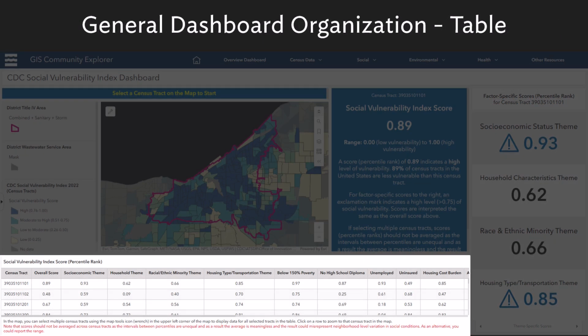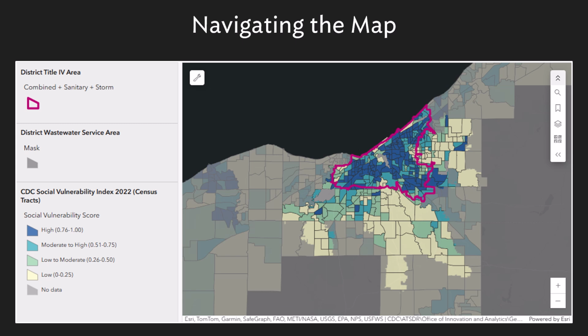When appropriate, some dashboards include a data table. This is helpful if you want to quickly see and compare data across different geographic areas. Let's go back to the map. There are two default layers turned on in all maps: the wastewater boundary, represented by the area not shaded in gray, and the combined sanitary and storm sewer boundary, represented by the pink line.